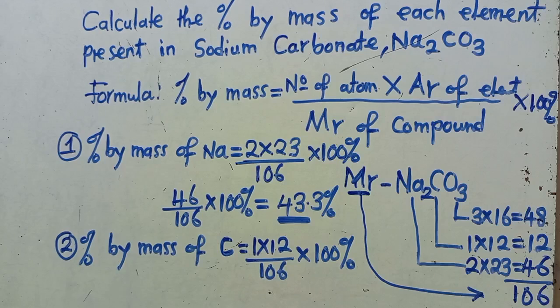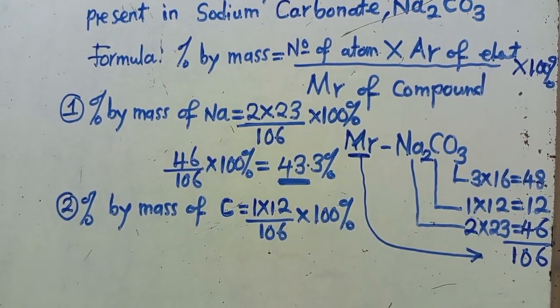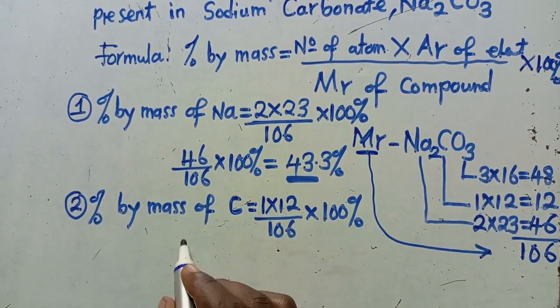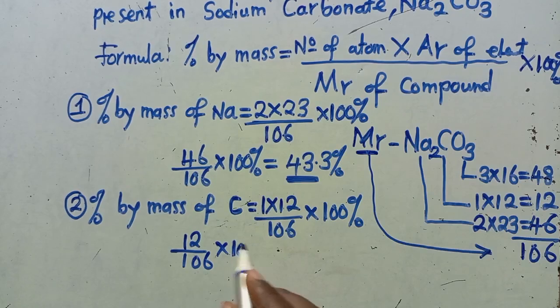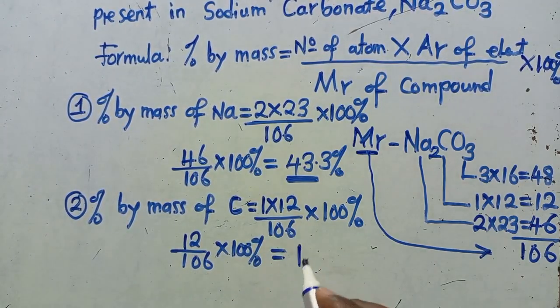So there, what we are going to come up with is something like 12 over 106 multiplied by 100%. What answer are you getting there? What answer are you going to get? So when we multiply everything, the answer we are getting is 11.3%. This is for carbon, as simple as that.